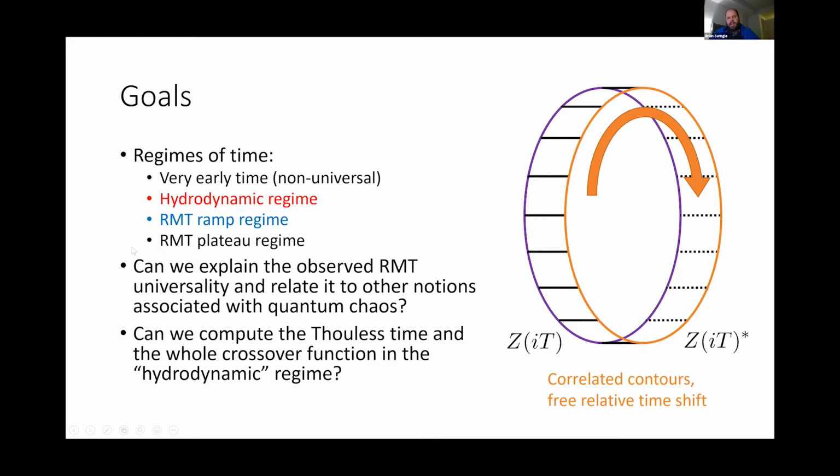So the questions are, can we explain this observed random matrix universality and relate it to any other notion of chaos? The answer will be sort of yes, and we'll relate it to hydrodynamics. And then can we compute the Thouless time and this crossover from the hydrodynamic regime to the ramp regime? And again, the answer is yes. At least we have a formalism, and I'll show you a simple example. Okay.